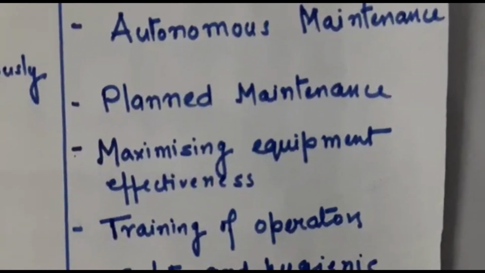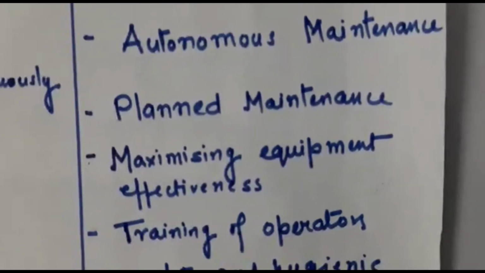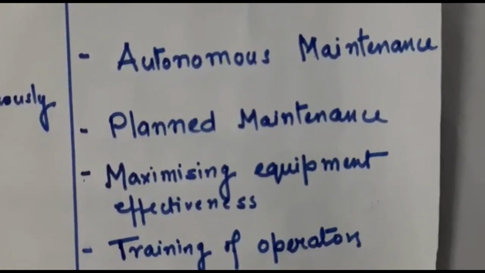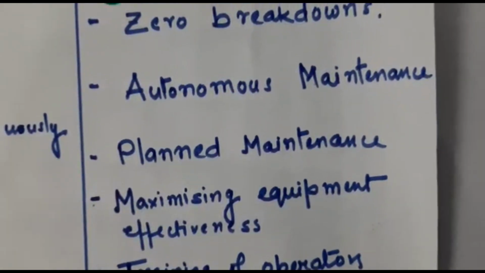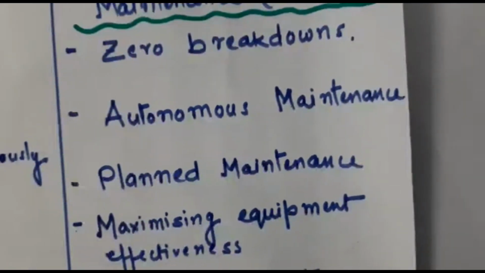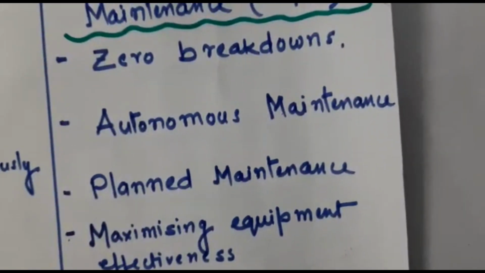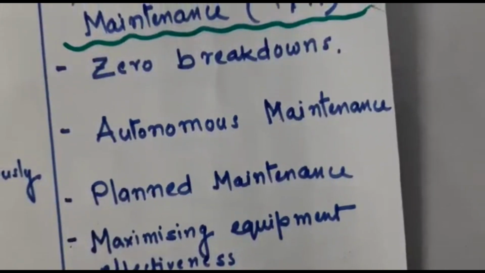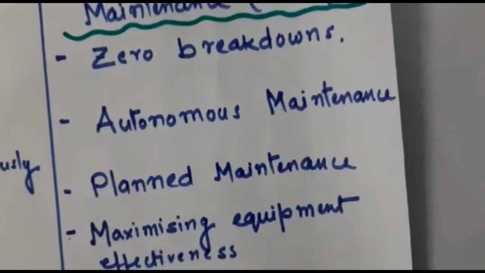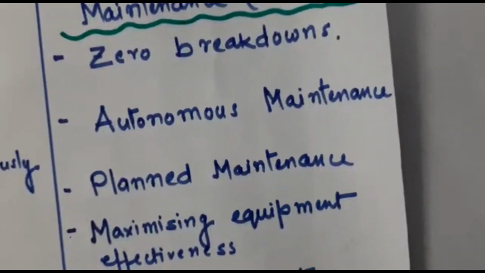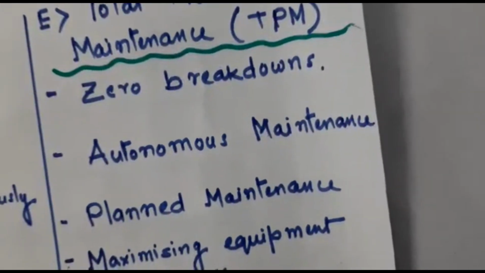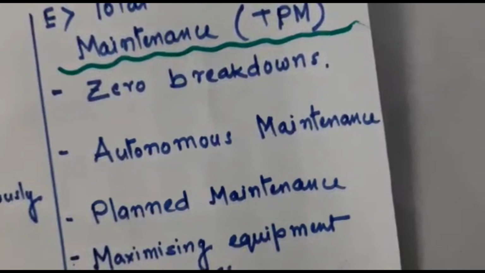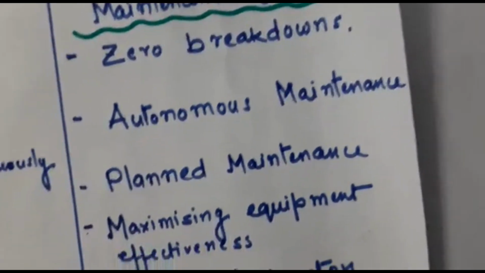Secondly, TPM does not deny planned or preventive maintenance, because planned or preventive maintenance is always essential for achieving zero breakdown. We should carry out planned maintenance on a regular basis, so as to ensure that the machine does not fail while in operation. So it never denies planned maintenance, because its objective is to have zero breakdowns.